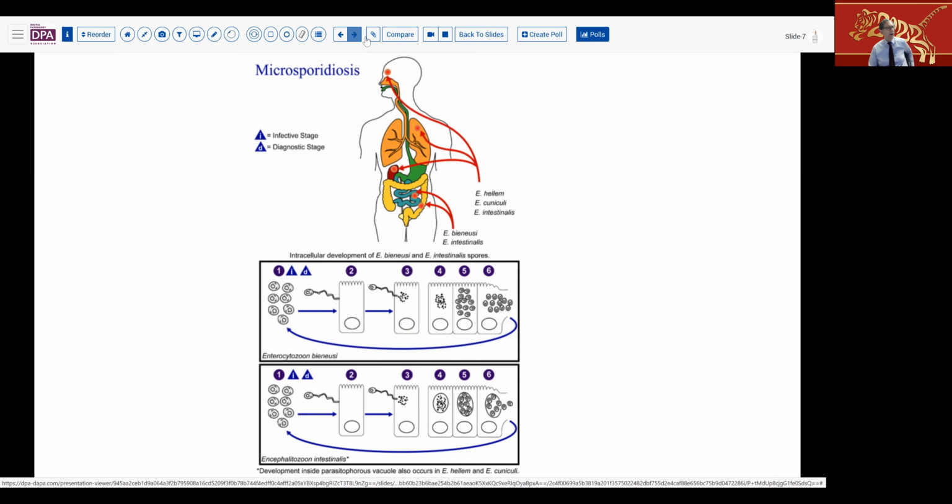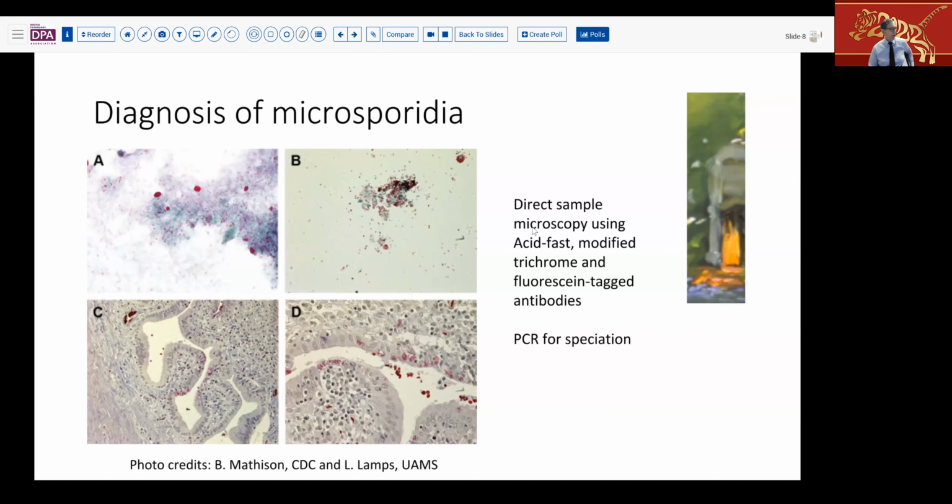So with that sort of a setting, you may wonder, well, how do we make this diagnosis? Of course, microscopy is one way, but that's fairly non-specific. So other means are out there as possibilities.